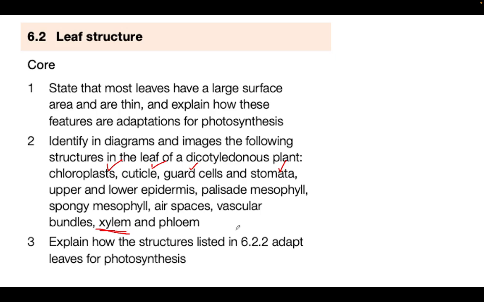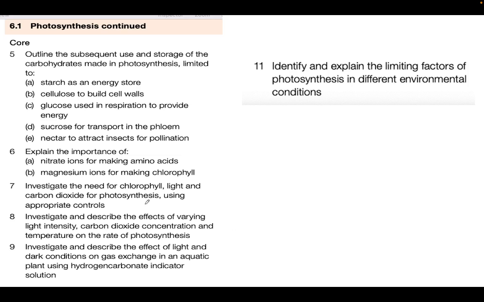If I ask the adaptation, like upper epidermis, we saw it's thin and transparent to allow all the light to enter. If they ask us the adaptation of palisade, they have a lot of chloroplasts to do photosynthesis, same as spongy and all that. So we saw what glucose which is produced is used for. We saw 5 points or 6. It is converted into starch, it is converted into cellulose, it is used for respiration in plants, it is converted into sucrose, which is the way of transportation, and also it is converted into nectar, which is used to attract pollinators.